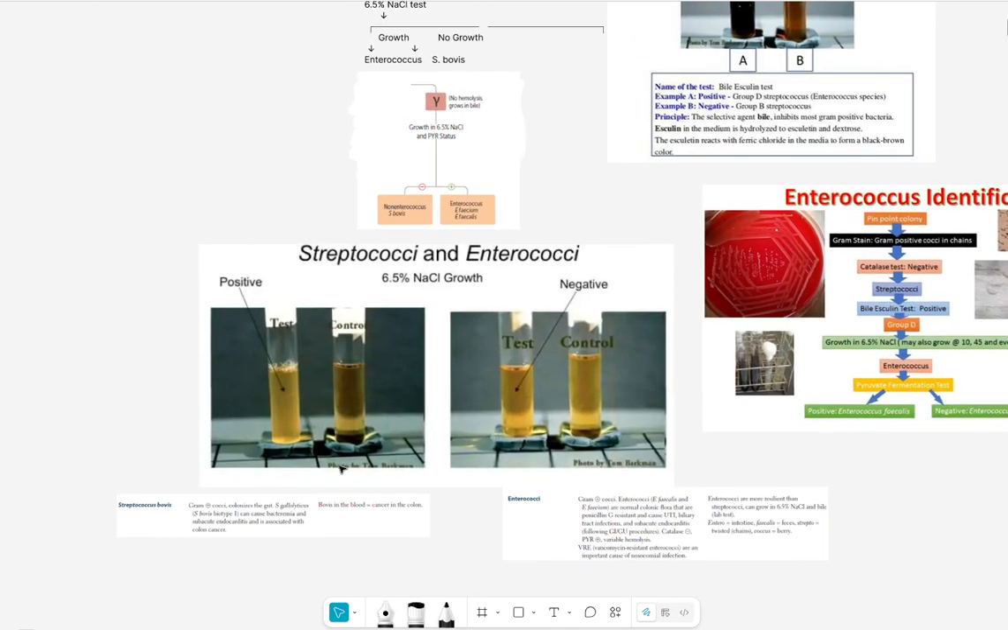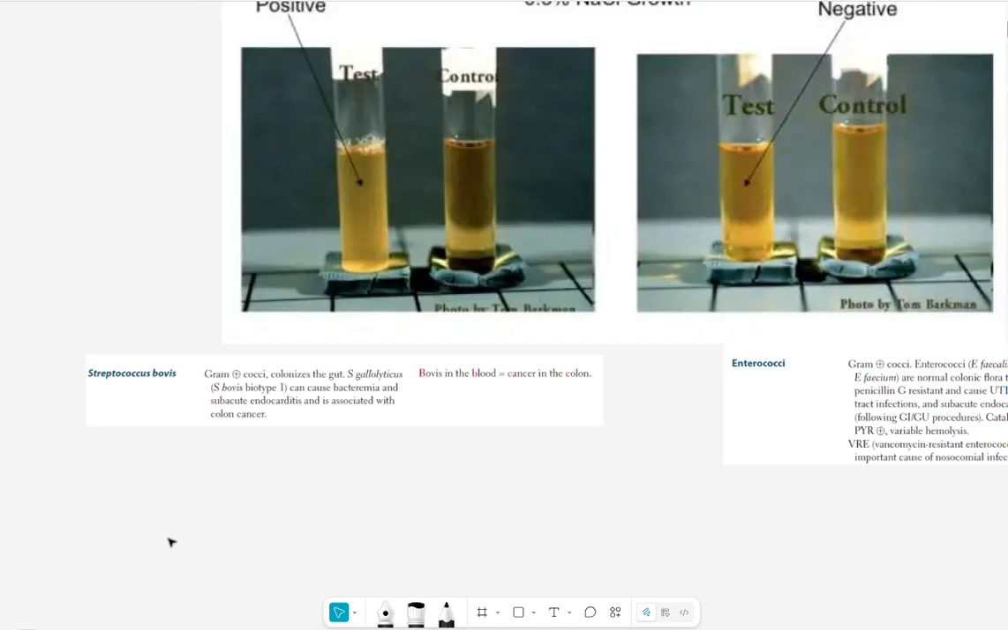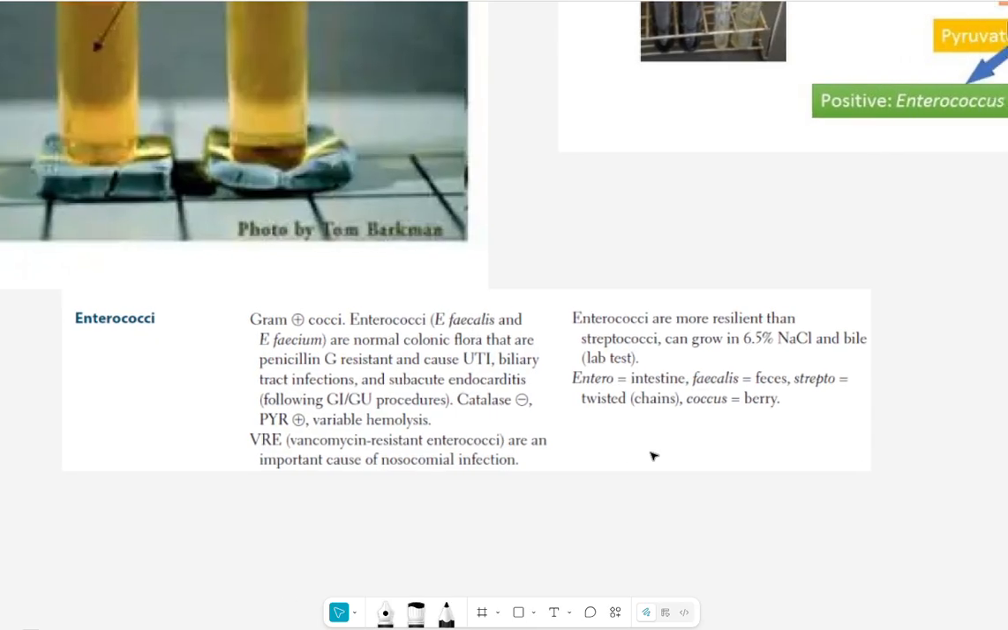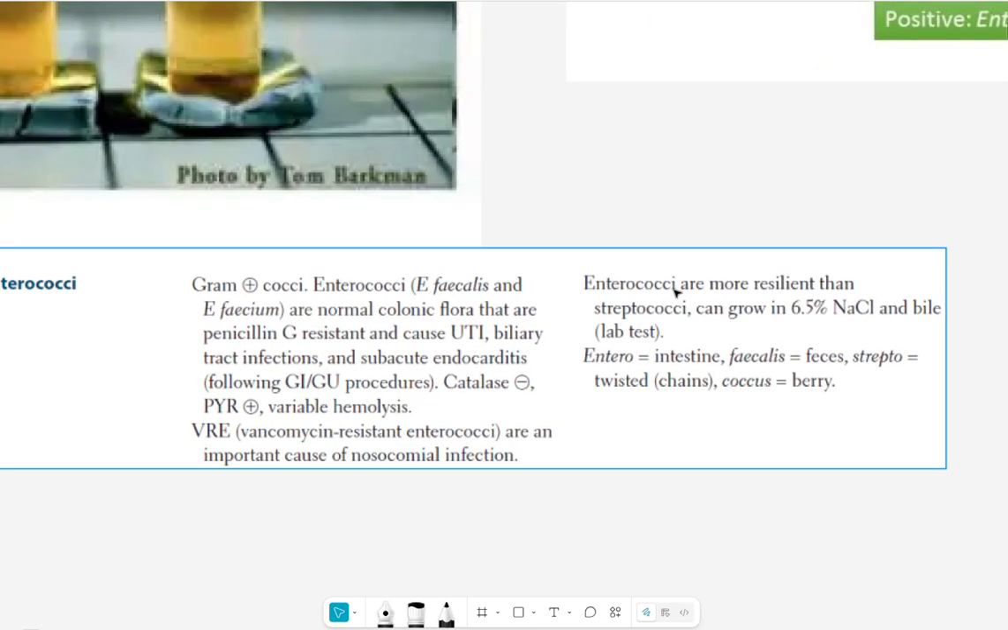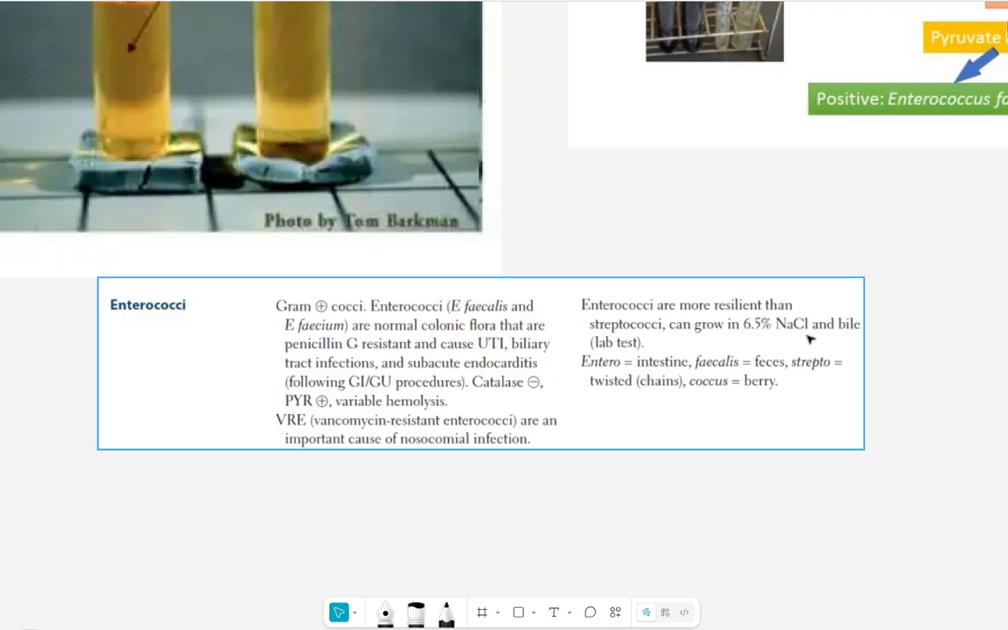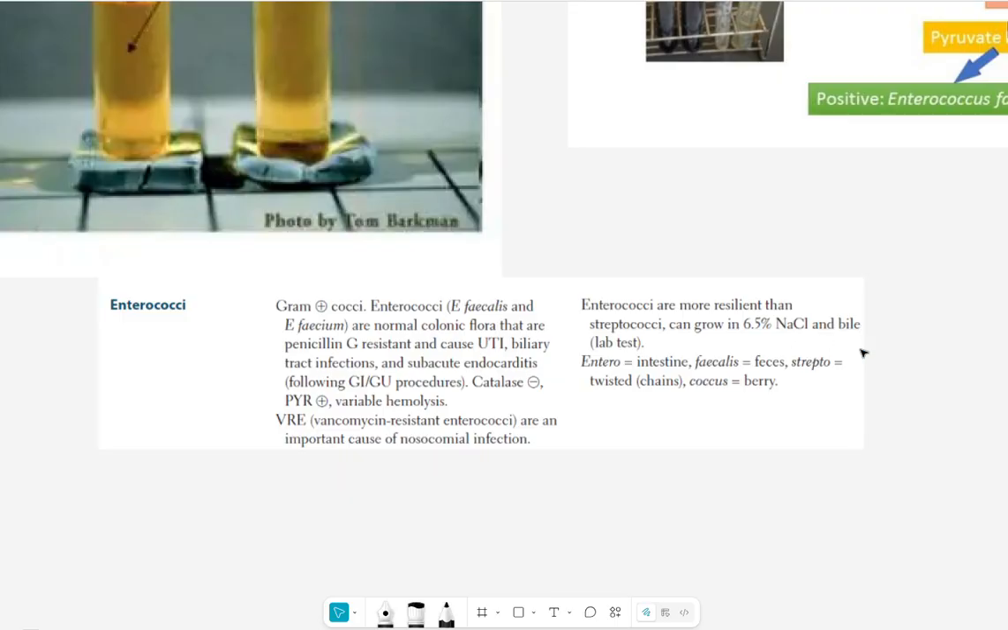Now, a little bit about what this strep bovis and enterococci species are. First of all, let's go to the enterococci, the ones that were surviving the 6.5% NaCl, and they were also surviving the bile test. Entero comes from intestine, right? Faecalis means feces, and strepto means twisted chains, and coccus means like a berry. So it tells you a lot of things about itself by its name also.